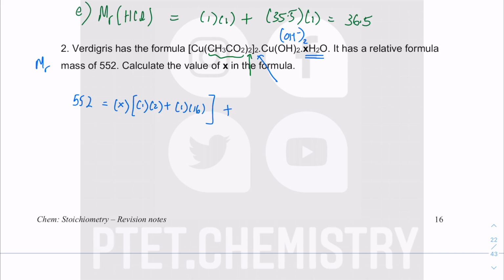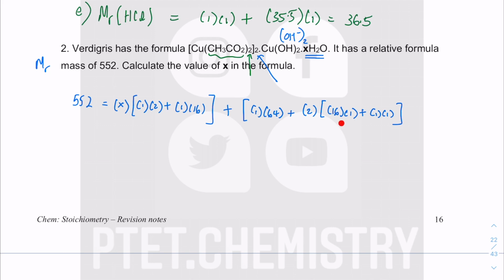I'm going to work this out with this simpler one first. So copper 2 hydroxide, from your periodic table, you have copper, which is 1 times 64, plus I have 2 times 16 for the oxygen. So I have another bracket. So there's 16 times 1 plus 1 times 1.